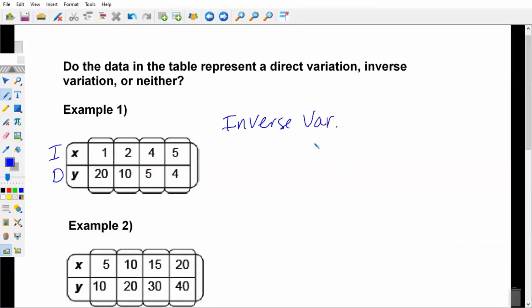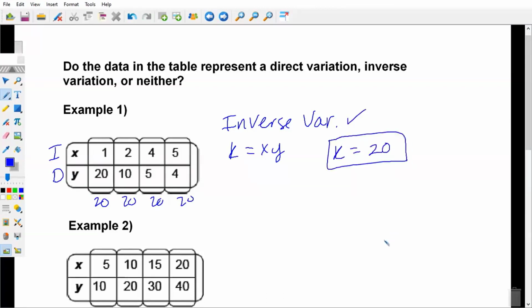In order to test for inverse variation, that means our K value, our constant of variation, is X times Y. So that means for when I multiply all of my X's and Y's together, they should get the same value. So 1 times 20 is 20. 2 times 10 is 20. 4 times 5 is 20. 5 times 4 is 20. Are they all the same? Yes. So therefore, it's inverse variation with the constant of variation of 20.